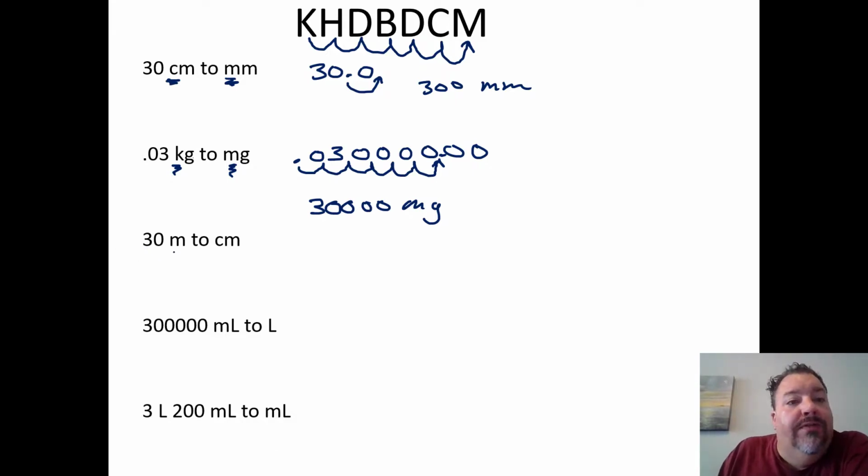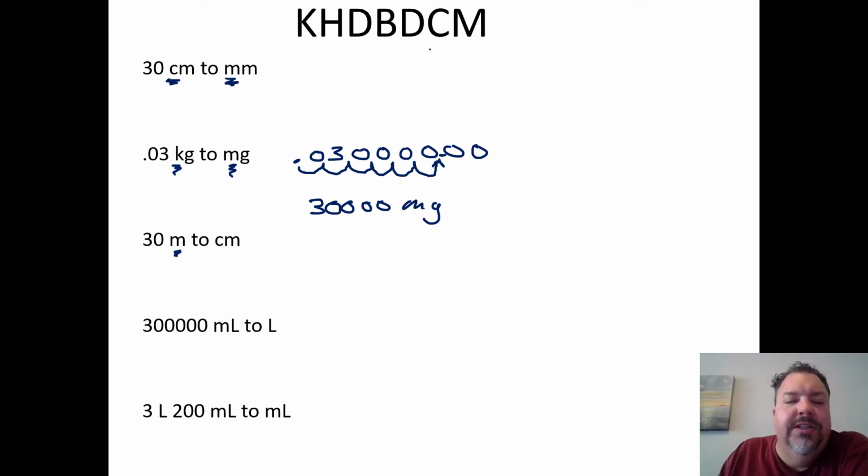The next one, we're going from meters. Now this one doesn't have a prefix, so this is just meters by itself. And when we're talking just meters or grams or liters, that's in the middle here. That's the base unit. So the base, the B here, stands for meters, just plain meters, grams, or liters.